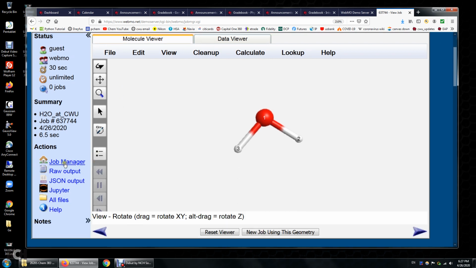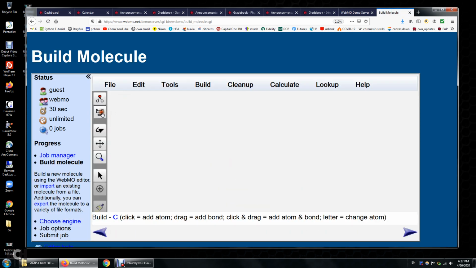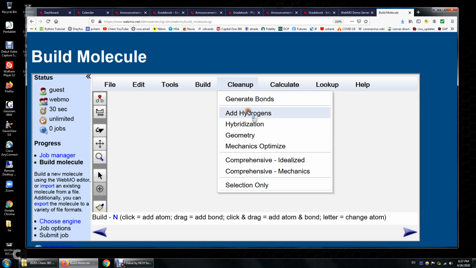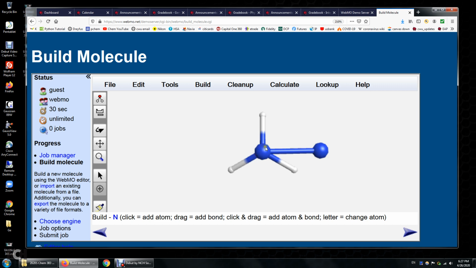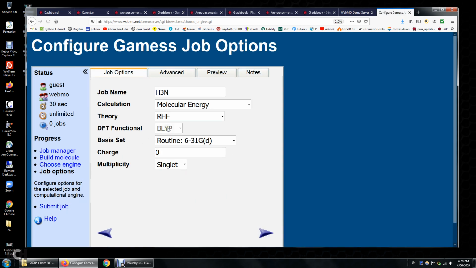What we need to do is click this job manager, and then new job, create new job. This time I'm gonna do everything fast. Nitrogen, clean up, add hydrogen. Oh, Control Z if you make a mistake. Control Z is undo. Choose engine. This time we're gonna use GAMESS. Same server, job options. This time ammonia.